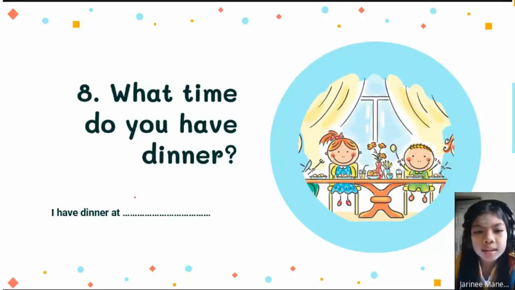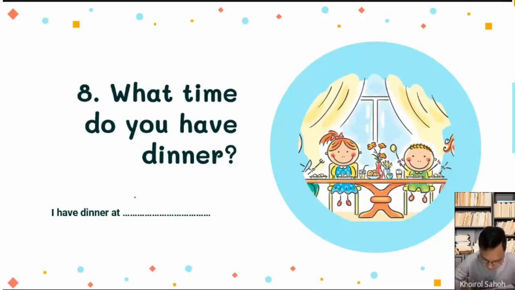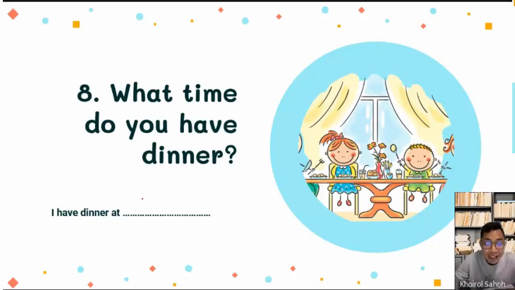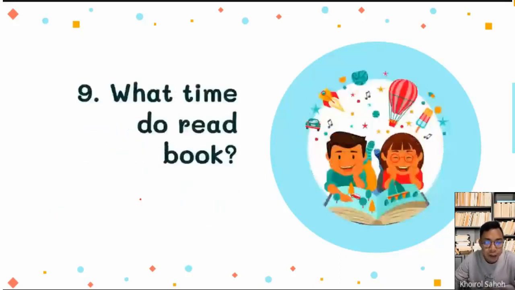Teacher: Number 5? Student: I have dinner at 7 o'clock in the night. Teacher: In the evening, right? Yes. Okay, 7, it's 19 hours. All right. Number 9, what time do you read book?